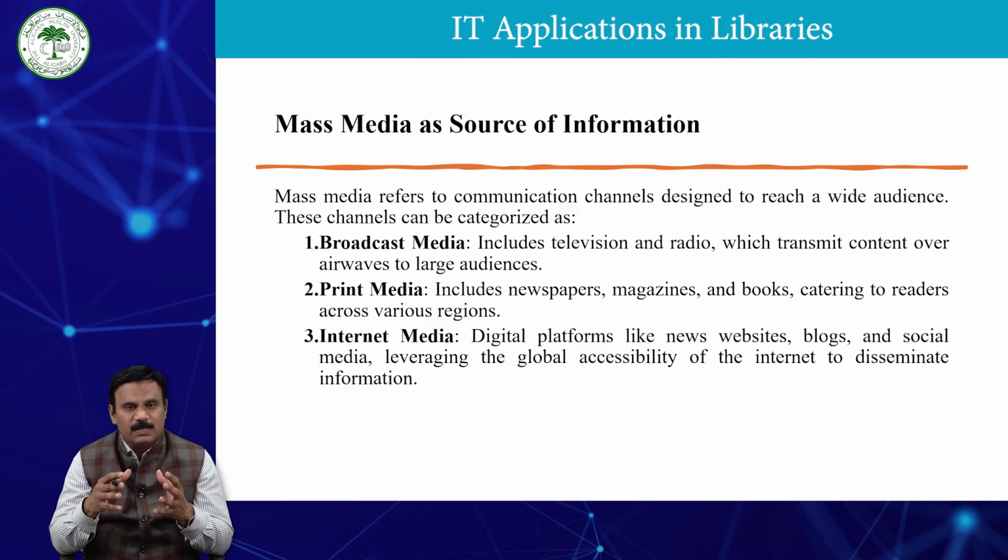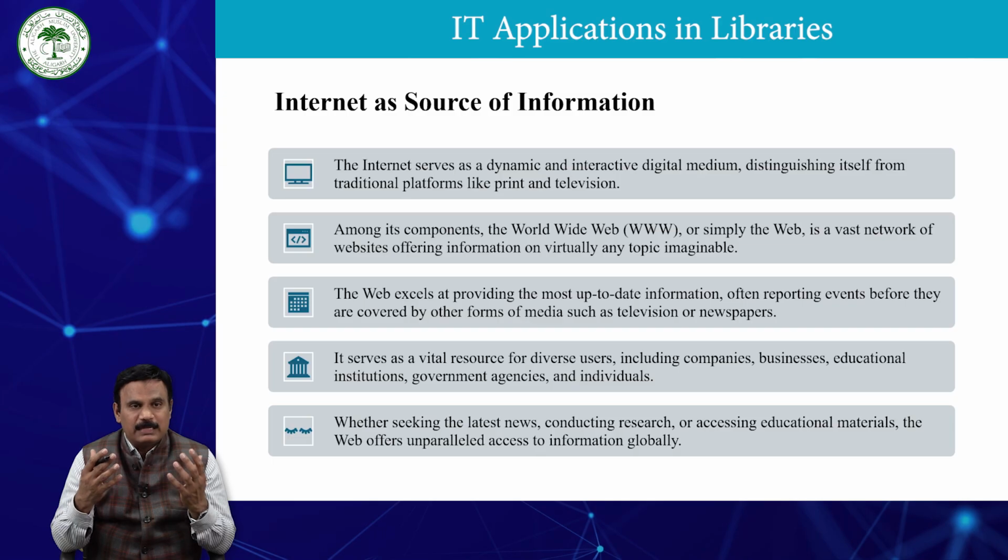Broadcast media, like television and radio, transmit content over airwaves to a large audience. Print media, like newspapers, magazines, and books, cater to readers across various regions. Digital platforms like news websites, blogs, and social media leverage the global accessibility of the internet to disseminate information. Now let us check how the internet acts as a source of information.